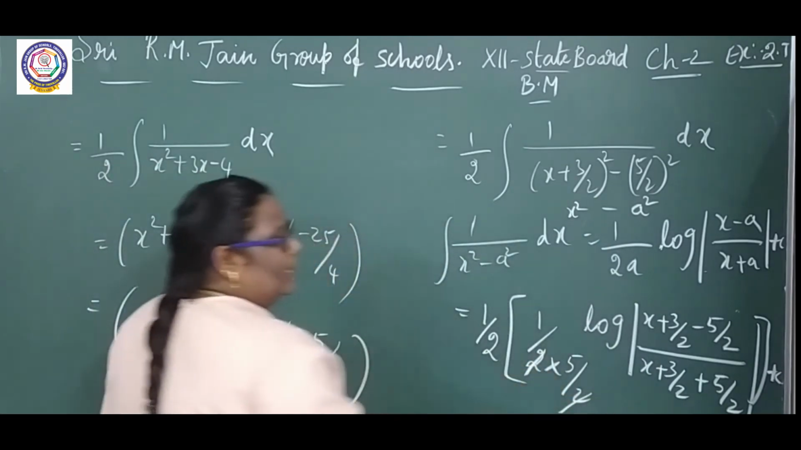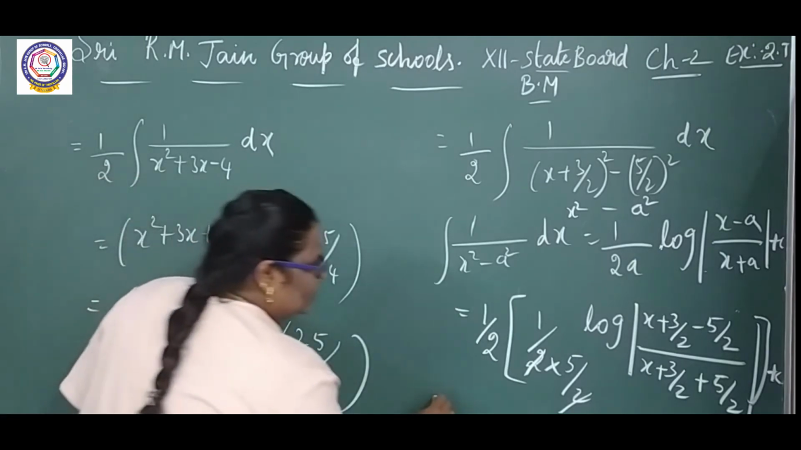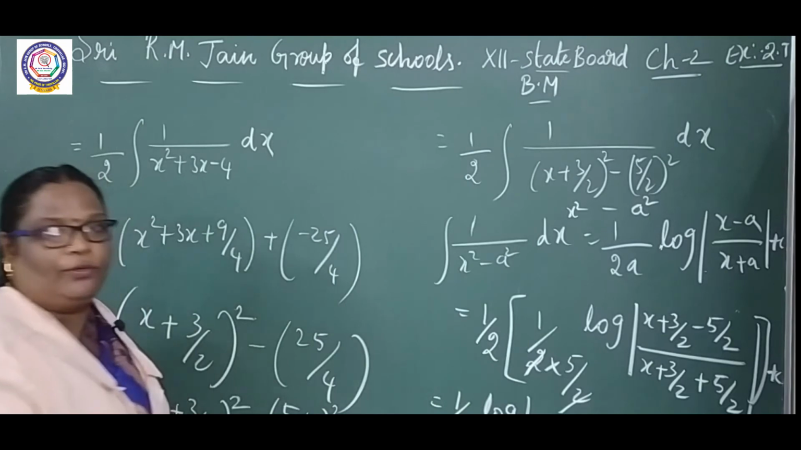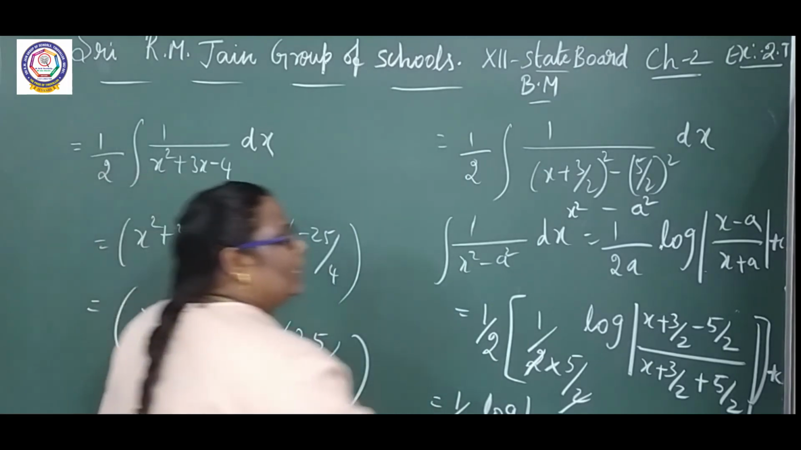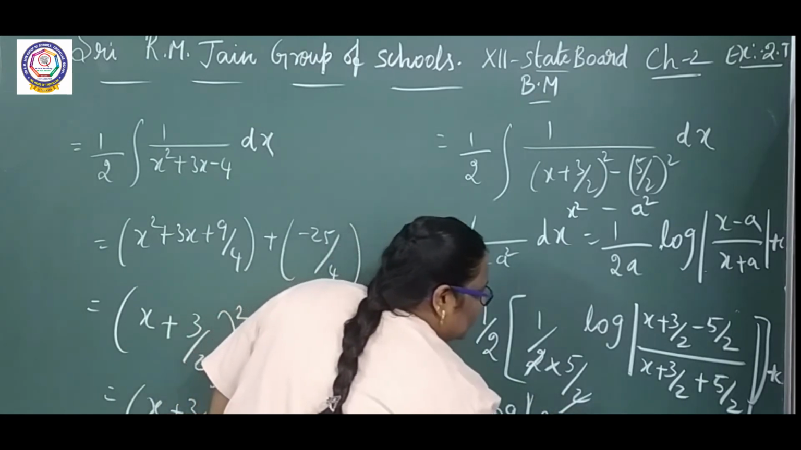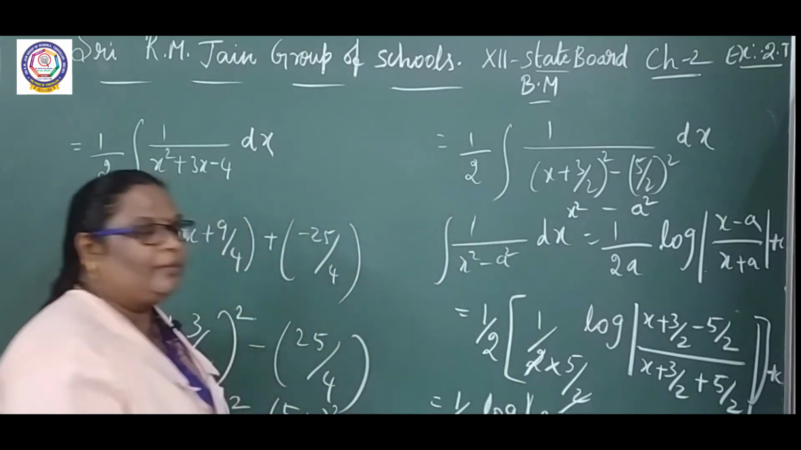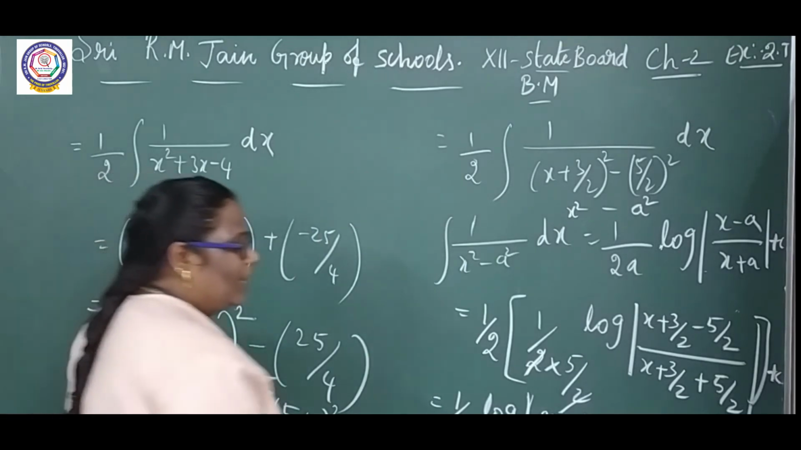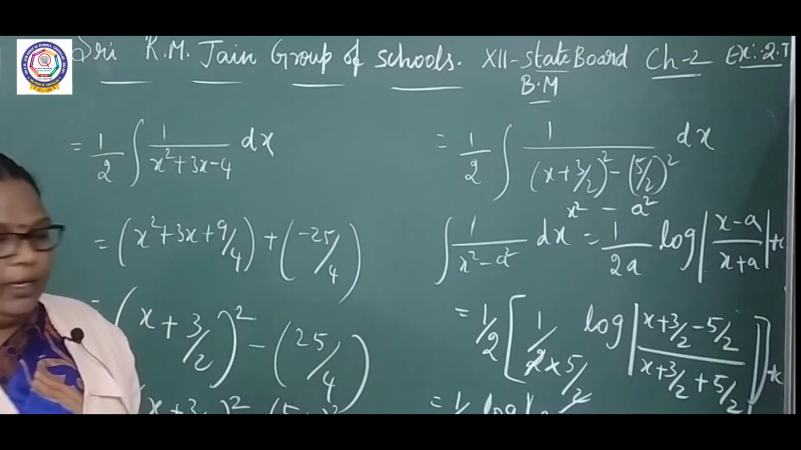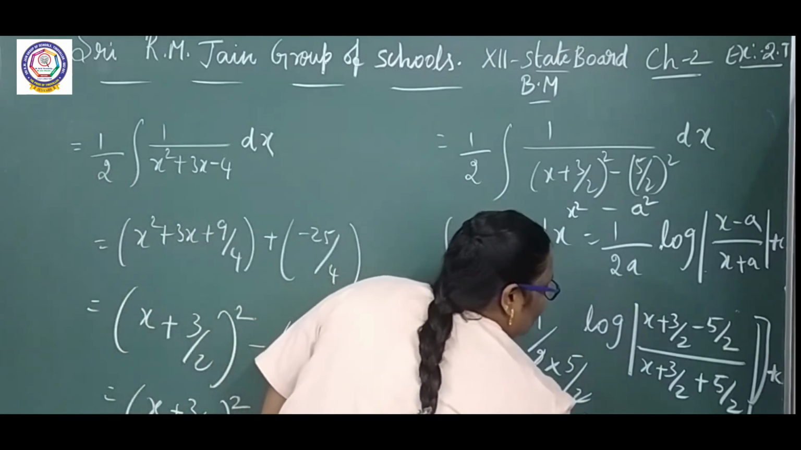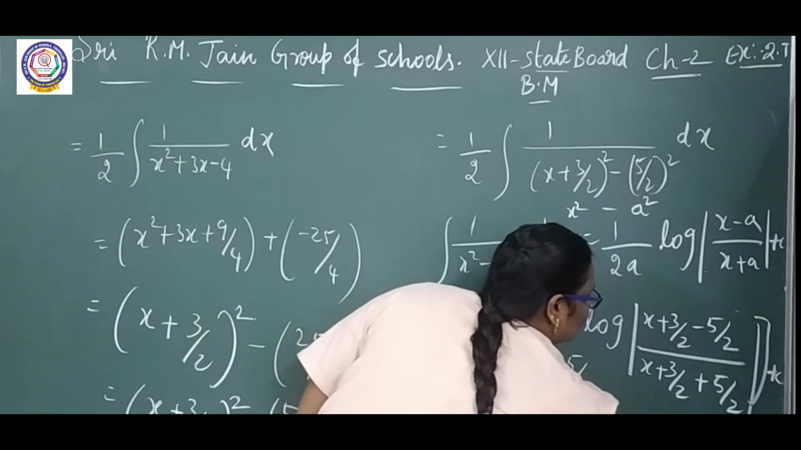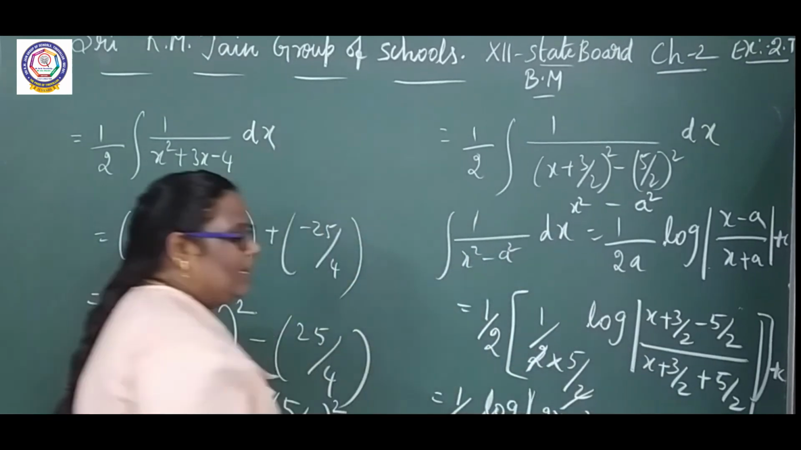2 get cancelled. So it gives 1 by 2 log of modulus of, you can take 2 as the LCM. See here, 2x plus 3 minus 5 by 2 divided by 2x plus 3 plus 5 by 2, modulus of, plus c. 2 get cancel.